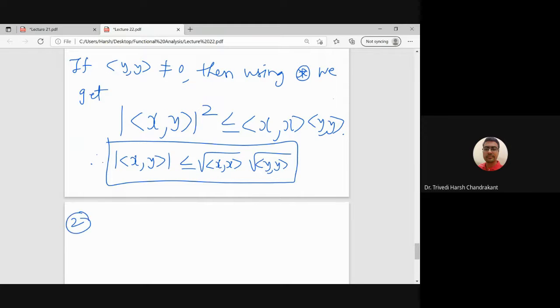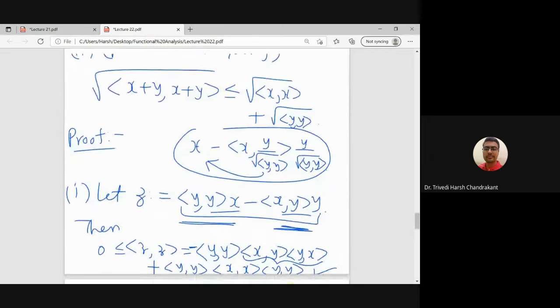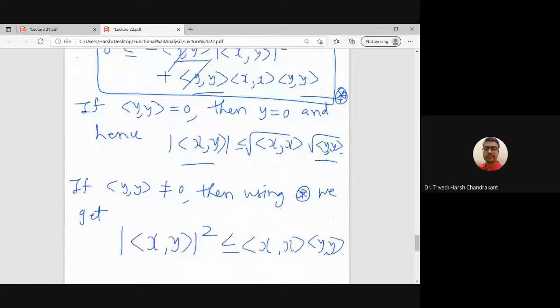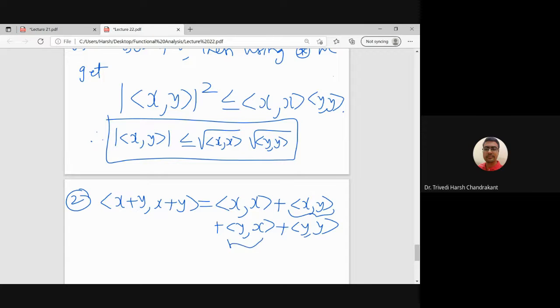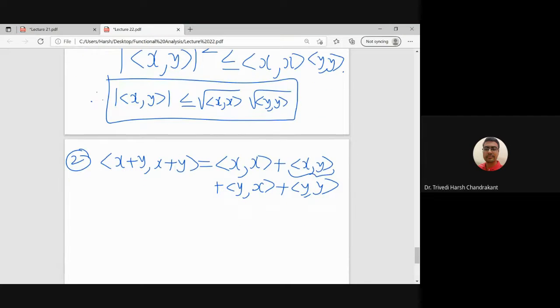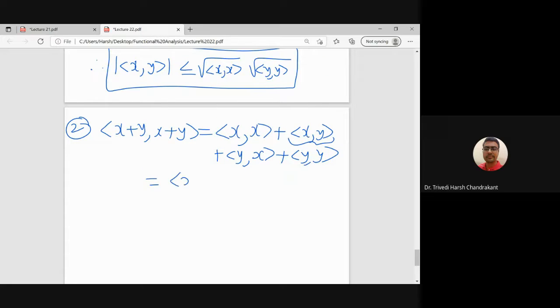Now the second part is that we want to show the Minkowski inequality. For the Minkowski inequality, we will start with the left side, that is the inner product of x plus y with x plus y. When we use that the inner product preserves addition in both variables, we get this equals xx plus xy plus yx plus yy. And this is a complex number, so inner product xy plus yx, that is z plus z conjugate, so that is 2 times the real part of z. So we get 2 times the real part of xy plus yy.